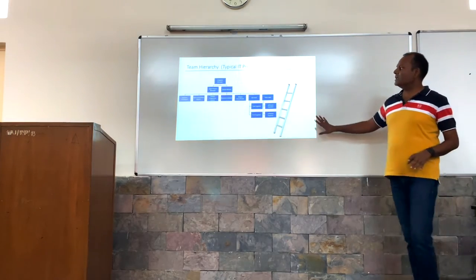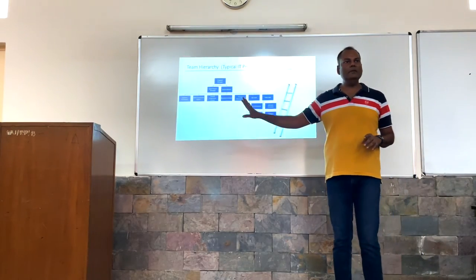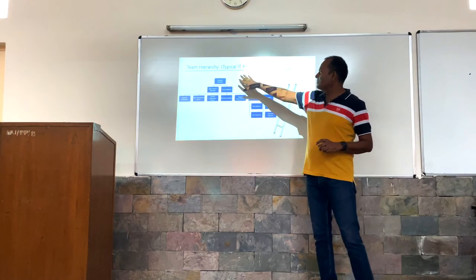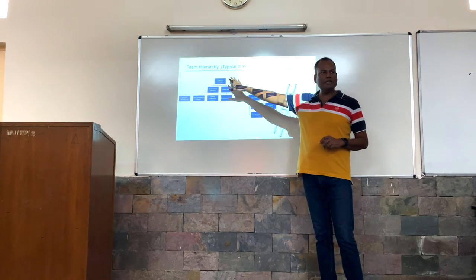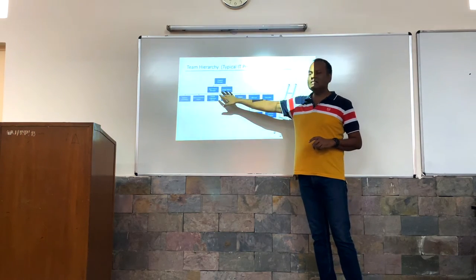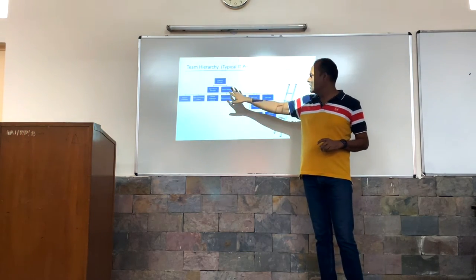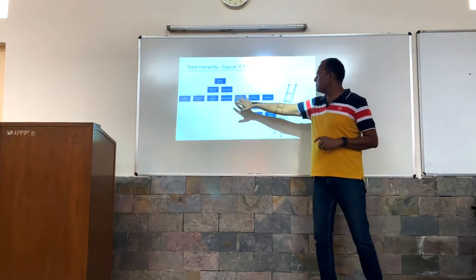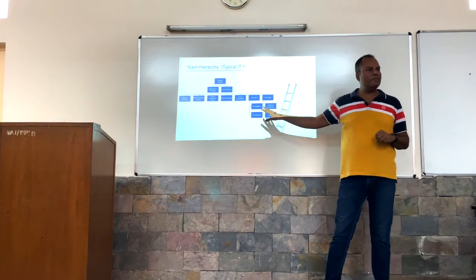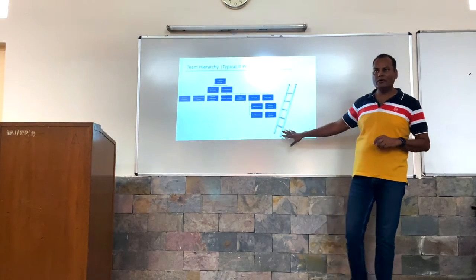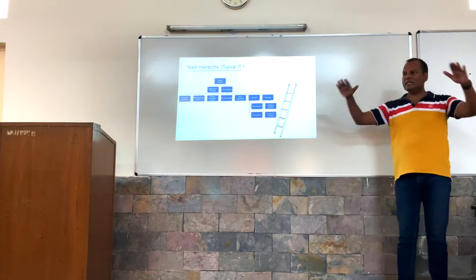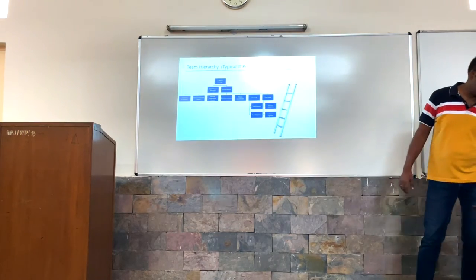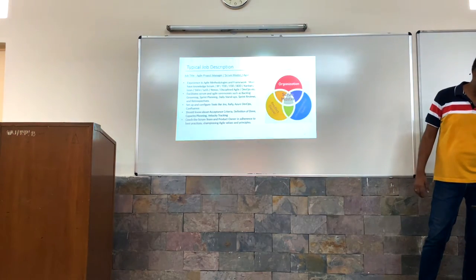So this is a typical hierarchy of any management. Everyone reports to the program manager, then under the program manager, the project manager or Scrum Master works. And under the Scrum Master, the business analyst, project coordinator, developers, testers, all the people work. This is the typical hierarchy of a project management team.